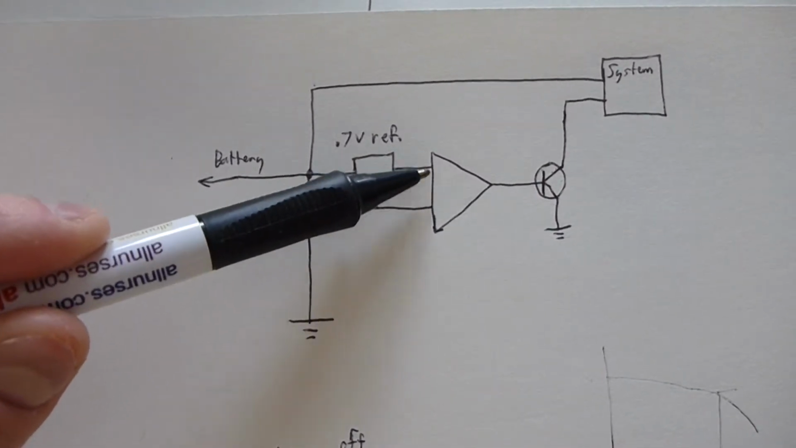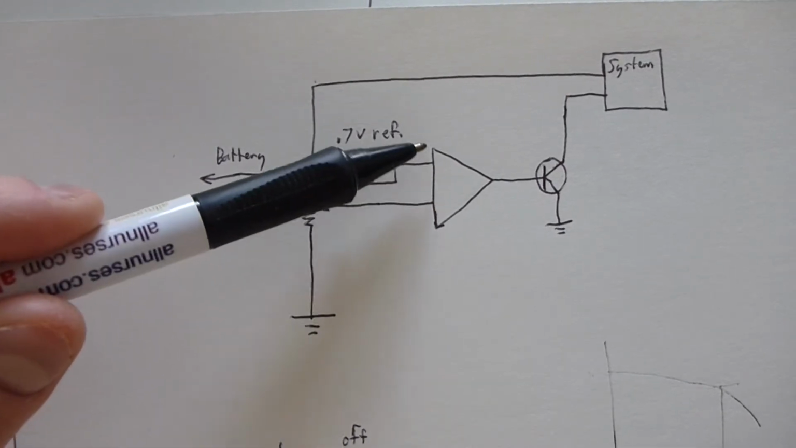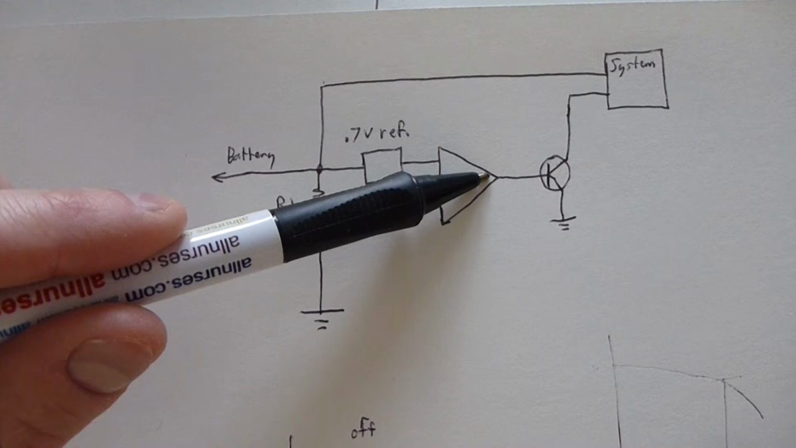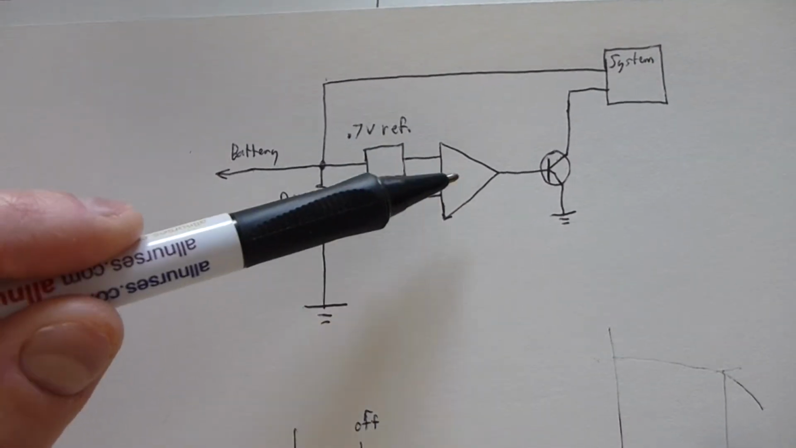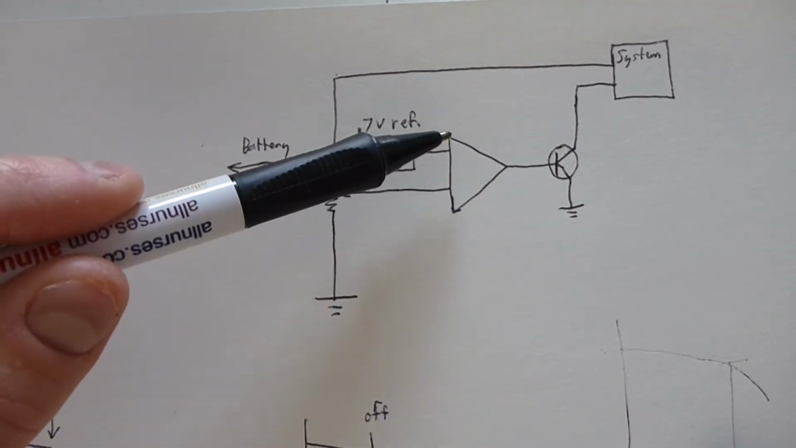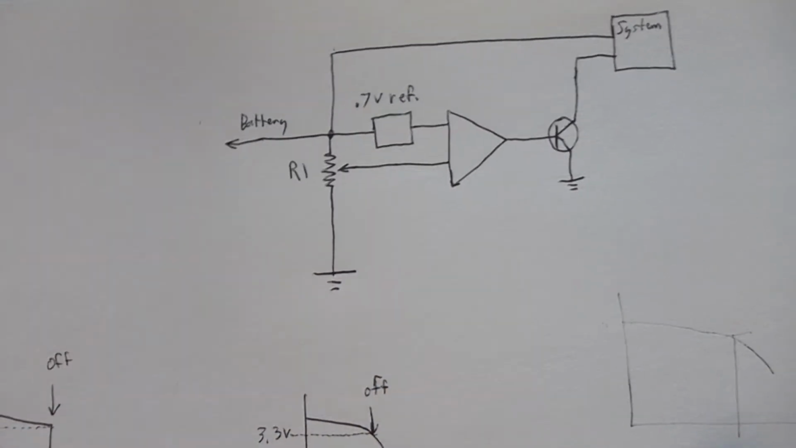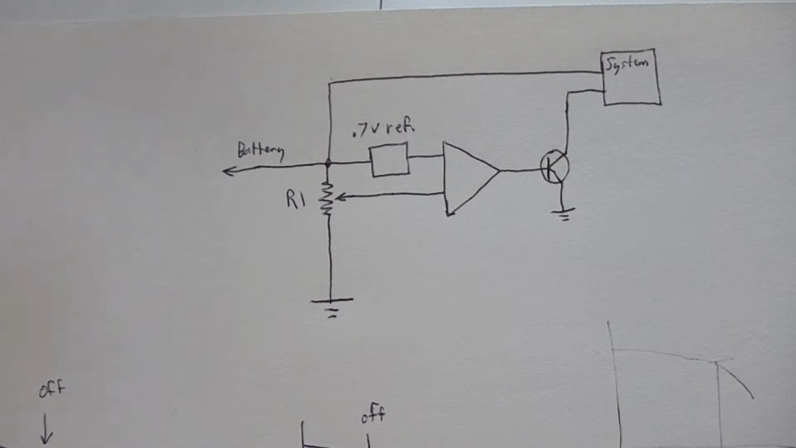All the comparator does, for those of you who are not familiar with this, is it just compares these two voltages and gives you an output. So if this voltage is higher than this one, it outputs high. If this one's lower than this one, it outputs low. So it will switch states.